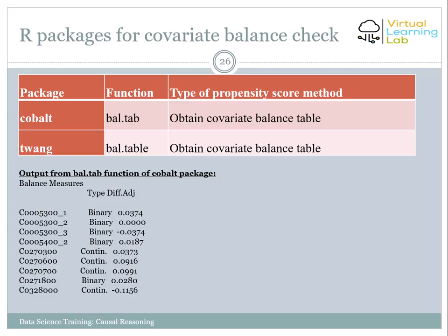For checking covariate balance, the Cobalt package is excellent, and can accommodate a lot of methods. The Twang package focuses on weighting. So I have here an example of output from the Cobalt package, and you can see these are standardized mean differences. They're all very small. They are all less than 0.1, mostly less than 0.05 in absolute value, except these two here. So the appropriateness here would depend on which criteria you're using.